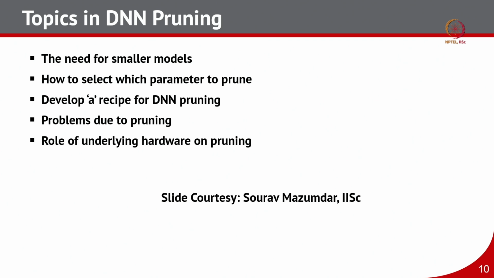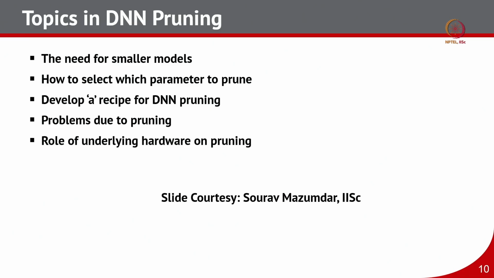Remember, DNNs have many parameters. For example, in AlexNet there were probably hundreds of millions of parameters, right. Parameters means weights. And then we will finally develop a recipe for DNN pruning. When we say recipe, that means it is a generalized technique or generalized method to perform DNN pruning.